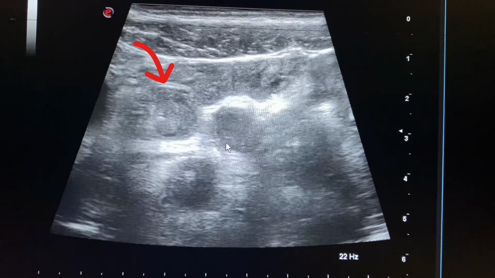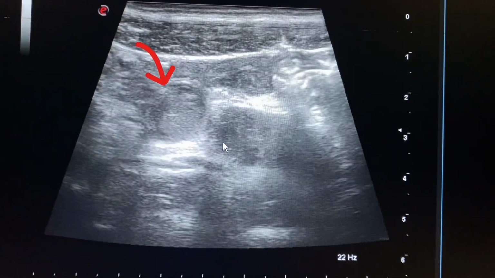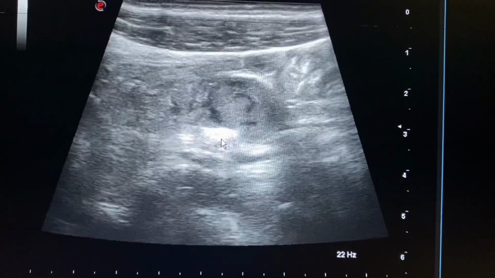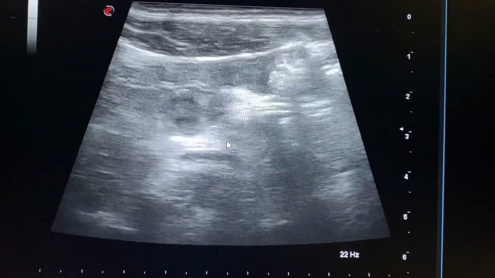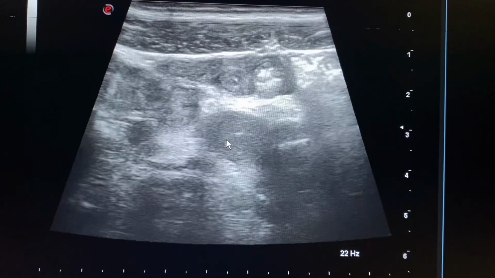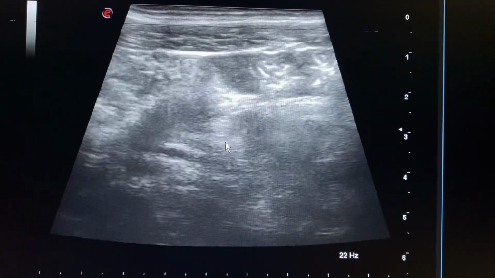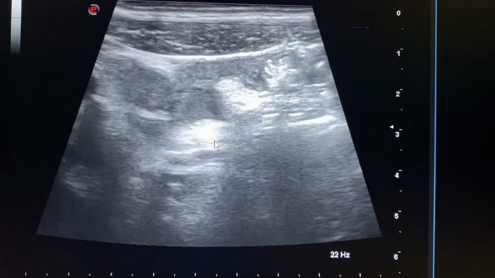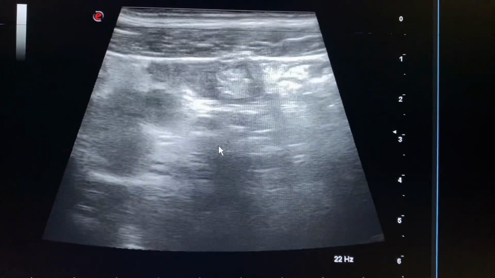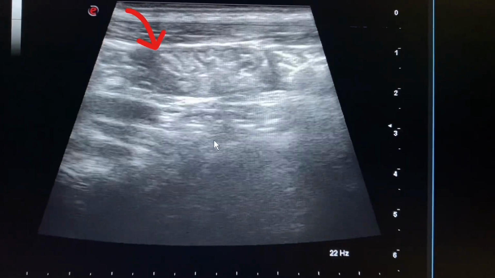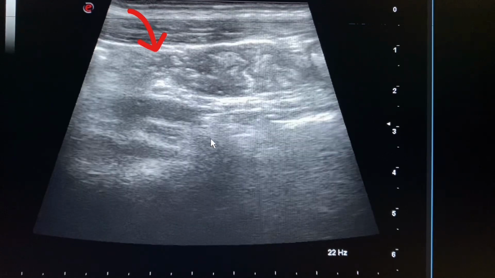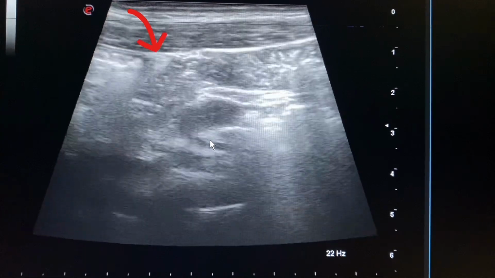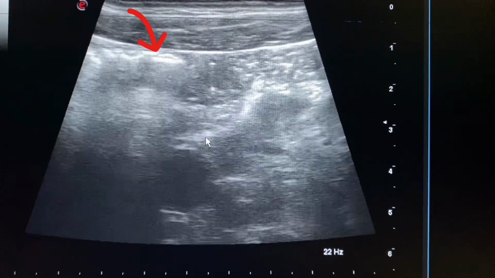Now at this part of gut we see the peristalsis is increased. The walls of gut loops are mildly prominent but not inflamed. These are visible due to absent gases.